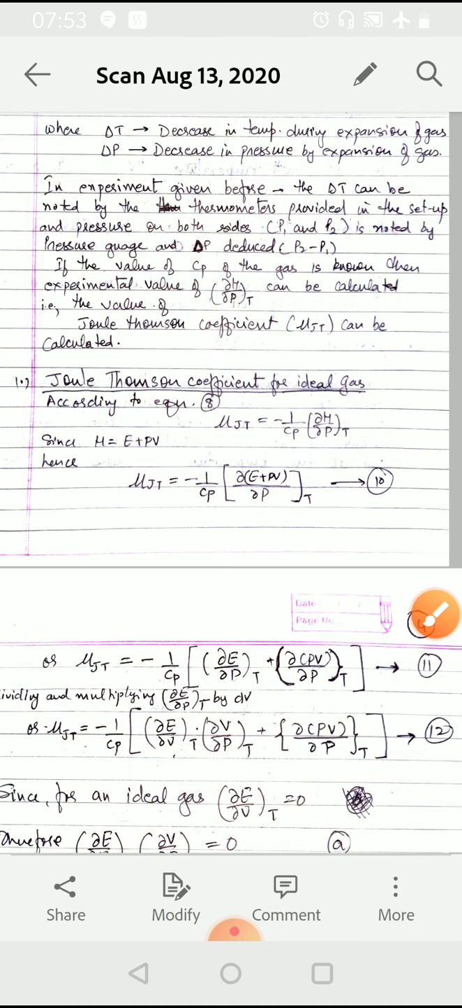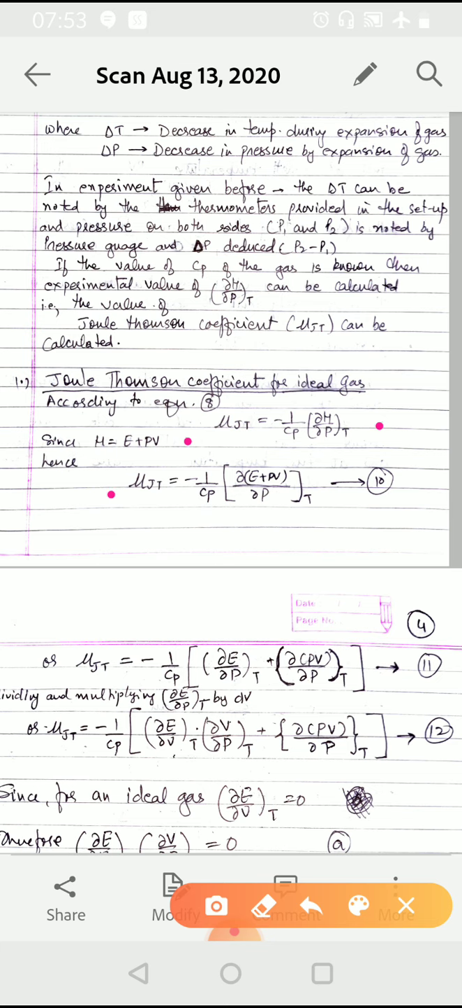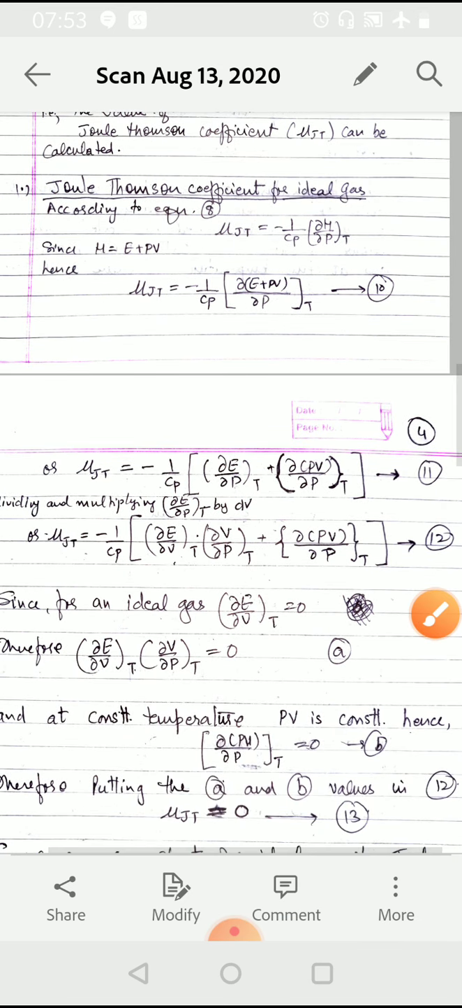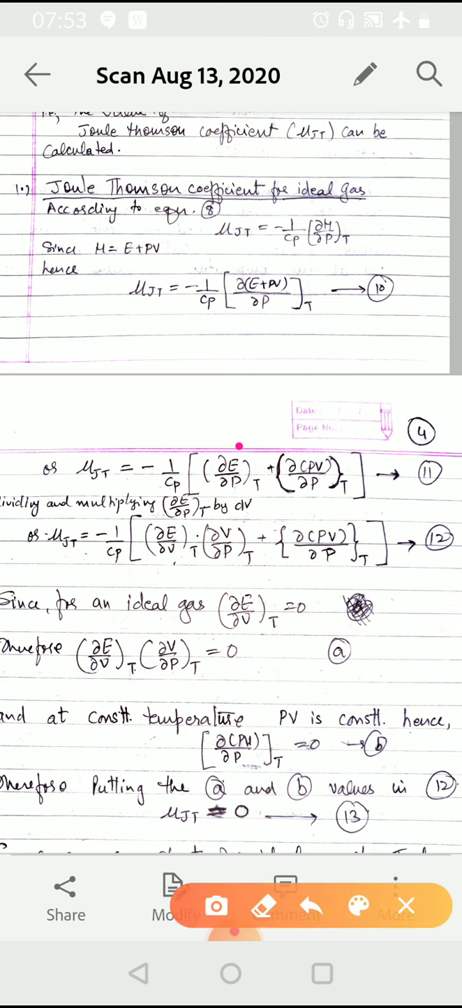According to equation 8, we have seen μJT = -(1/Cp)(∂H/∂P)T. But we know that H = E + PV. So this equation can be rewritten as μJT = -(1/Cp)(∂(E + PV)/∂P)T. This can be further split into two terms, that is μJT = -(1/Cp)[(∂E/∂P)T + (∂(PV)/∂P)T].